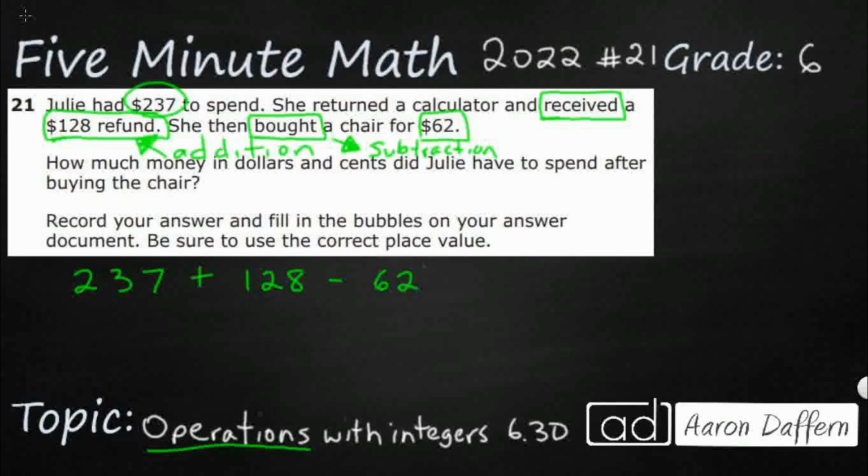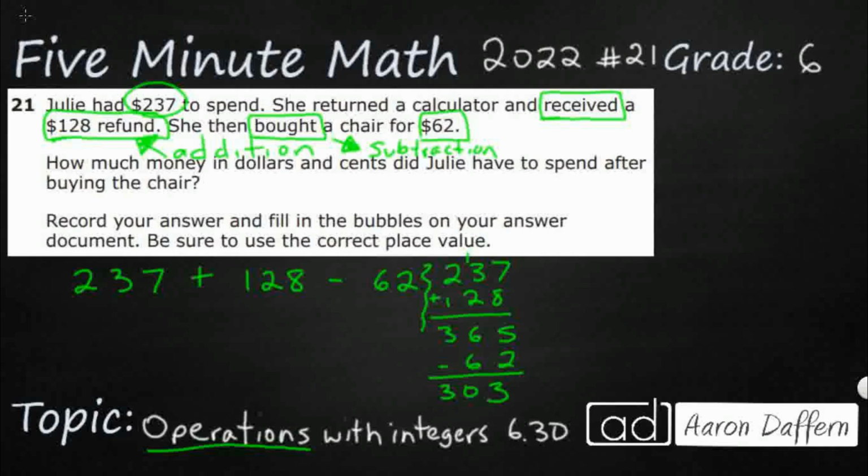237 and 128. Let's add those up together. So that's going to be 15, that's 4, that's 6, that's $365. Now we need to go and subtract that 62. And look at that. No regrouping necessary. 303.